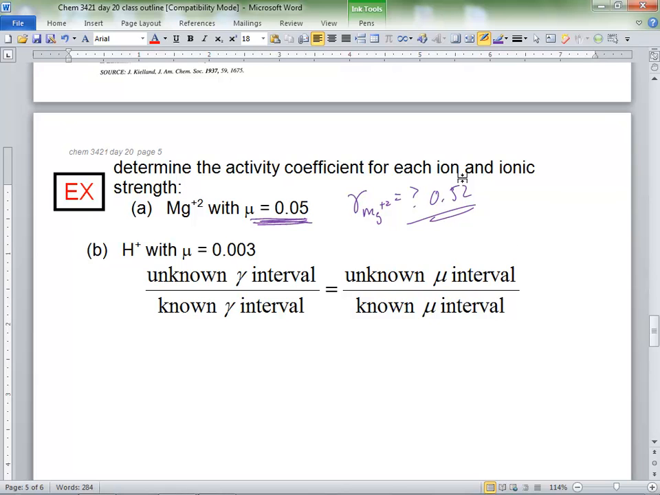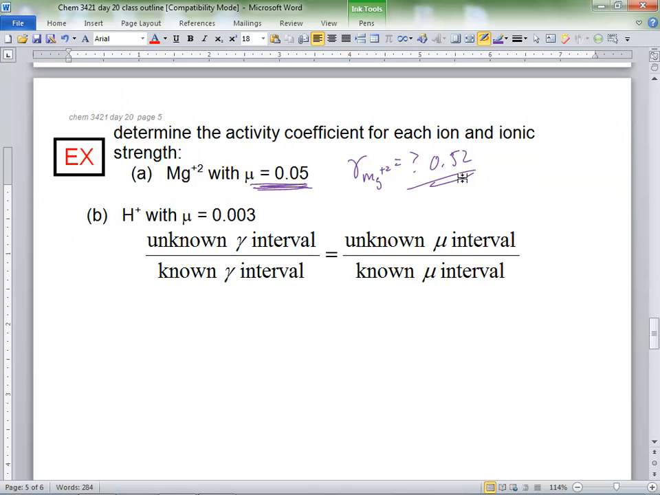Interpolate. Okay, here's a good one. Hydrogen ion with ionic strength 0.003. Why is this important? Heck, this could be a pH measurement, right? Because pH is a negative log of the activity of the hydrogen ion if you really want the right answer. So you plug in its concentration times the activity coefficient of hydrogen ion. pH is extremely important, so this is a good example.